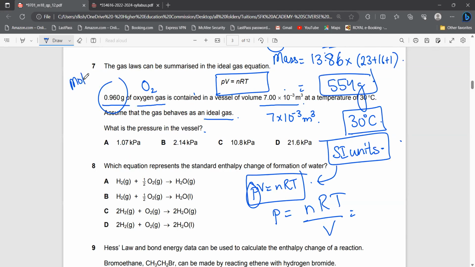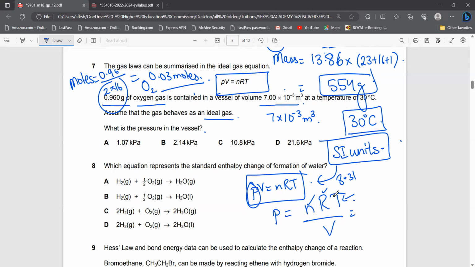Now, moles is equal to mass over Mr. So, it's 0.96 divided by Mr. It's 2 multiplied by 16. So, 0.96 upon 32. 0.96 divided by 32 is 0.03. We have 0.03 moles of oxygen. All right, the first quantity solved. R is 8.31. Remember that. In SI units, it's 8.31, and that's it.